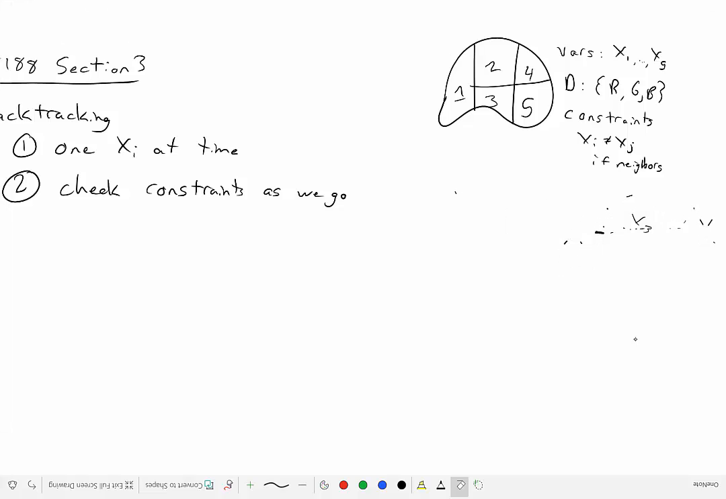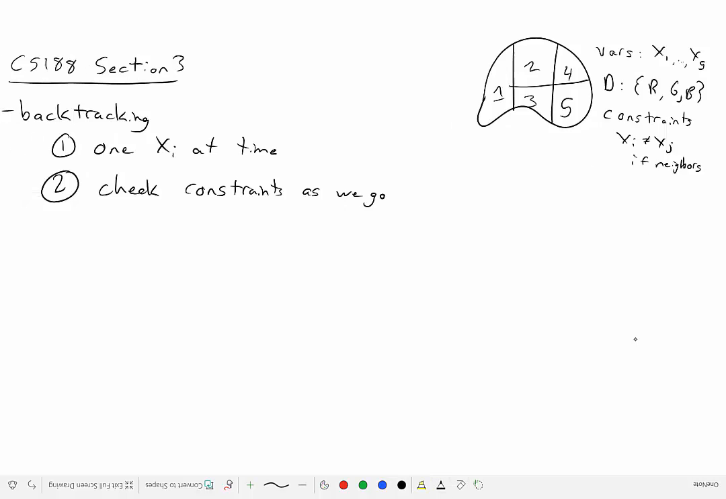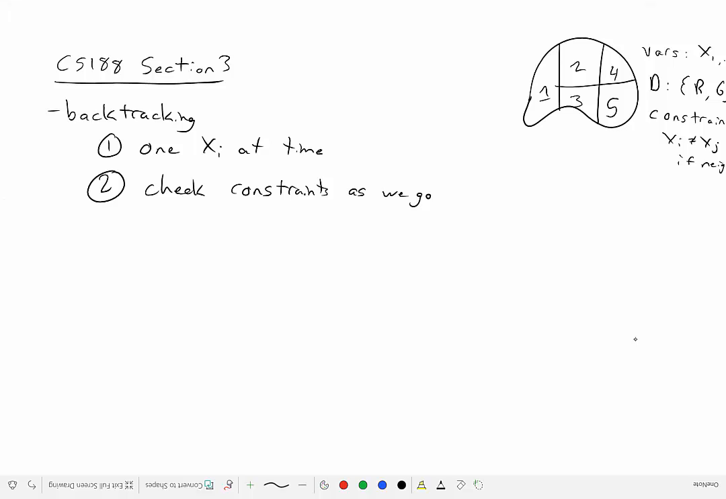Okay. So now that we have defined backtracking search, we're going to talk about various improvements. The three of them are filtering, ordering, and structure. I'll spend most of my time talking about filtering, which is, I would say, the most important one, and then briefly go over ordering and structure.